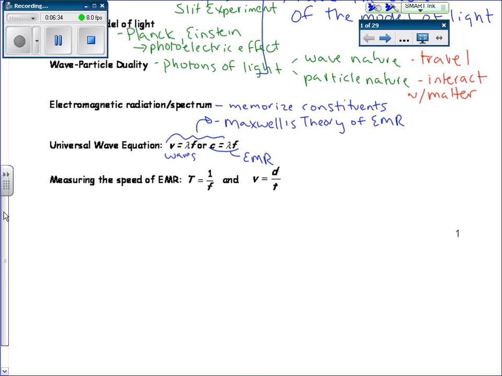So about measuring the speed of EMR, you need to know a little bit about the history. So just have an awareness that there is a history there. And the people we talked about were Galileo, Romer, Huygens, the same Huygens of the Huygens principle, and Fizeau and Foucault. F-O-U, yeah, that was right.